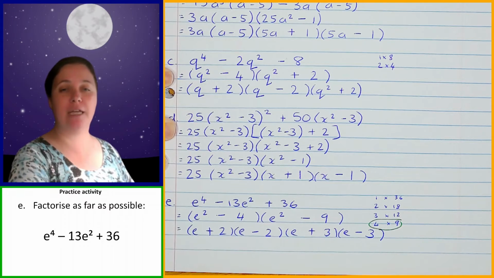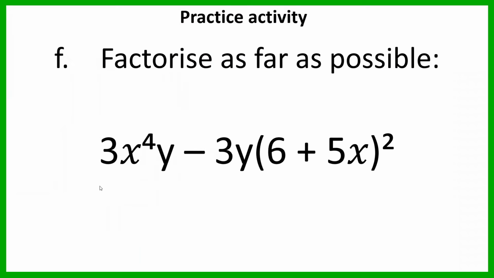Right, let's go on to question F. Here you've got 3x to the power of 4y minus 3y times 6 plus 5x in brackets squared. I'm going to give you 2 minutes to factorize this.